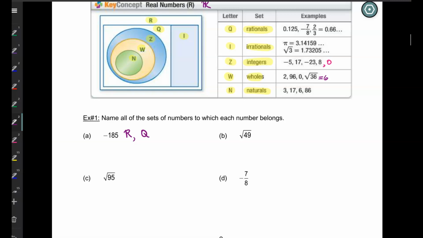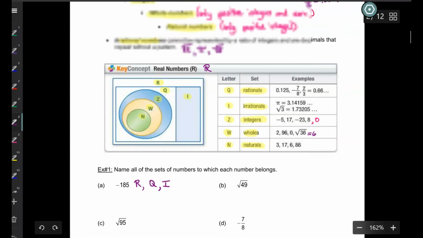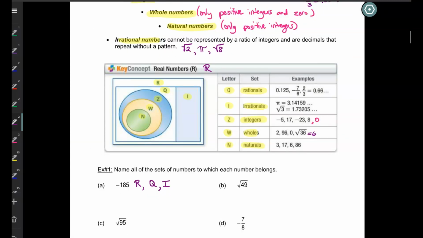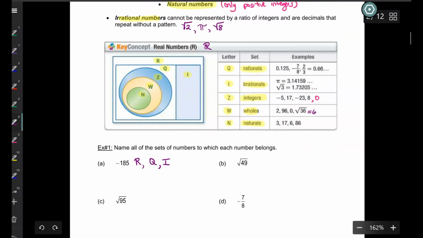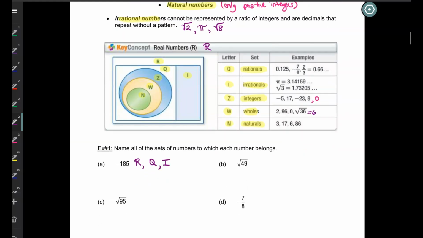Is it natural? Only positive too? These two are both positives, yeah. Then it could be... So can it be an integer? Yeah. So I'm going to put I. Whole number? No, it's Z. No, because what did I say up here? Only positives for whole numbers and natural numbers. Integer is just Z, yes. Oh, I meant to put Z, sorry. Good catch.